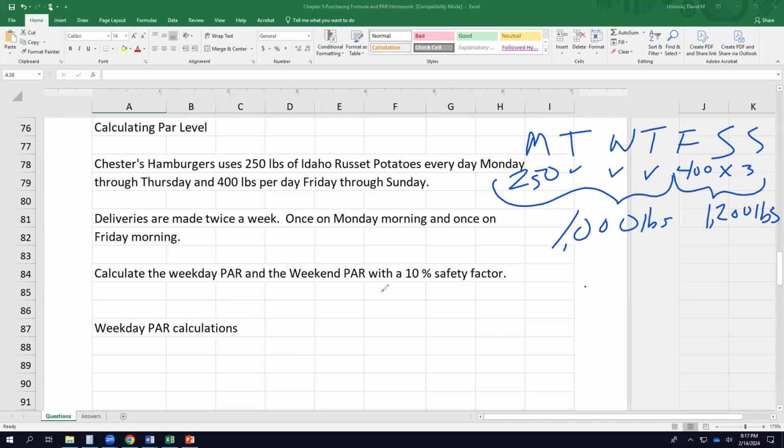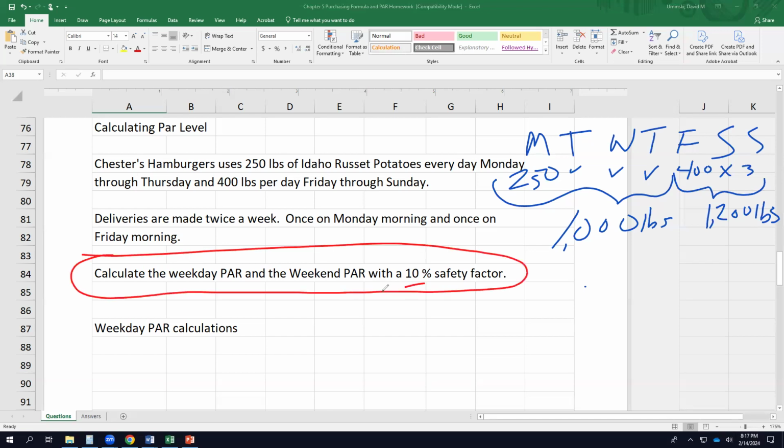One thing we did not go over in class in the discussion is a 10% safety factor. Sometimes we're going to build in our par. We're going to add a little bit more as a cushion, right? Just in case we get busier than we think we're going to be. We never know. We can never anticipate it. So in this case, we're going to build in a safety factor of 10%. So what is 1,000 times 1.10, which is 10%?